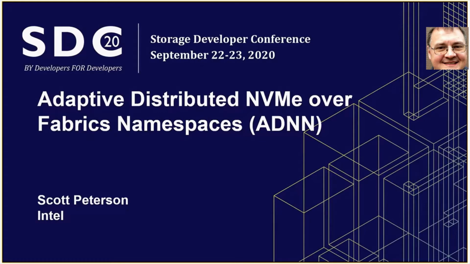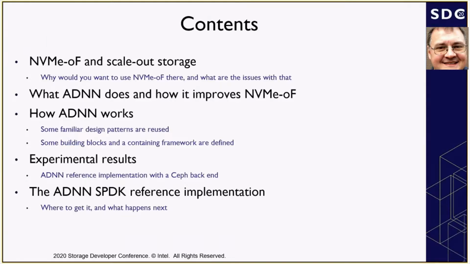We will start out by comparing NVMe-oF fabric systems to scale-out storage and describe why you'd want to use NVMe-oF fabrics with those, what the advantages or relative advantages and disadvantages are, and what you might have to do to make them fit together. We'll then cover what ADNN does and how that improves NVMe-oF fabrics for that use case.